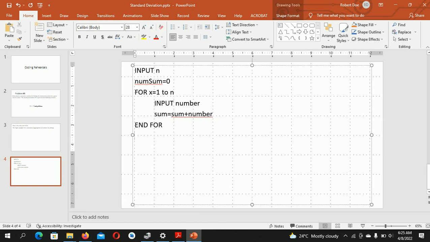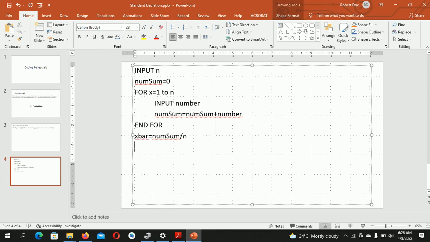The moment I end my for loop, the next thing I do is calculate the mean. The mean is what we call the x bar. Since I have num sum, and because I know the number of numbers, I'm going to say num sum divided by n, and that gives us the mean. So x bar in this case is the mean.